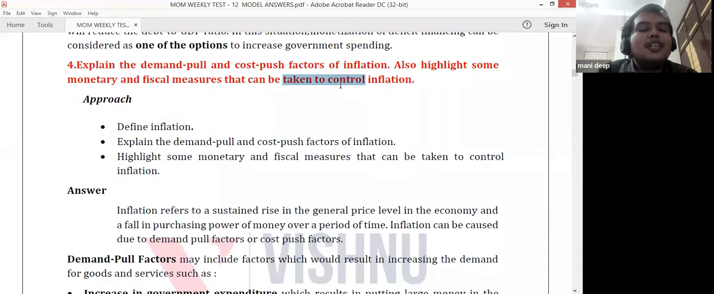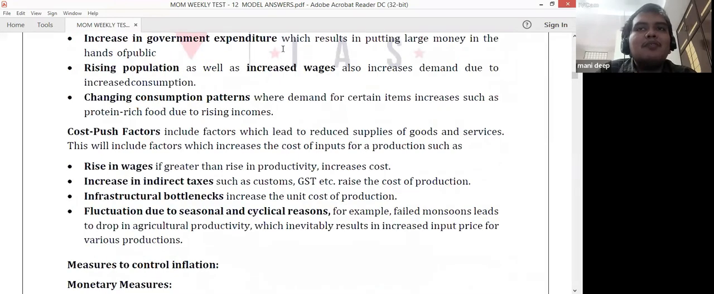So I should write briefly about these two things and what the factors are. First, in the introduction, you should write about inflation. Then you should write what demand pull is, that is, the factors causing demand pull: consumption pattern changing, rising population, government expenditure, monetization of fiscal deficit. And I can write about cost push. Cost push is nothing but increase in wages, increase in indirect taxes, infrastructure bottlenecks, or seasonal and cyclic reasons. These are all things you can write.